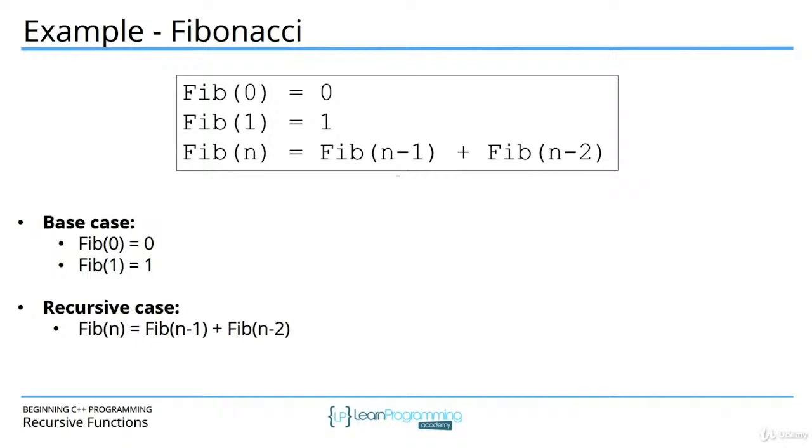Here's the definition for a Fibonacci number. There are two base cases. Fibonacci of 0 is 0 and Fibonacci of 1 is 1. And the recursive case is Fibonacci of n is equal to Fibonacci of n minus 1 plus the Fibonacci of n minus 2. Again, notice the recursive definition. Fibonacci is defined in terms of itself. I think you can see how to implement this in C++.